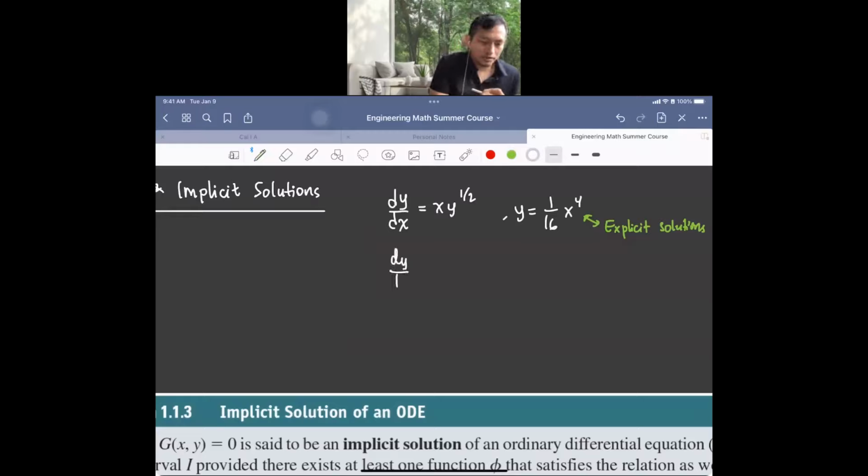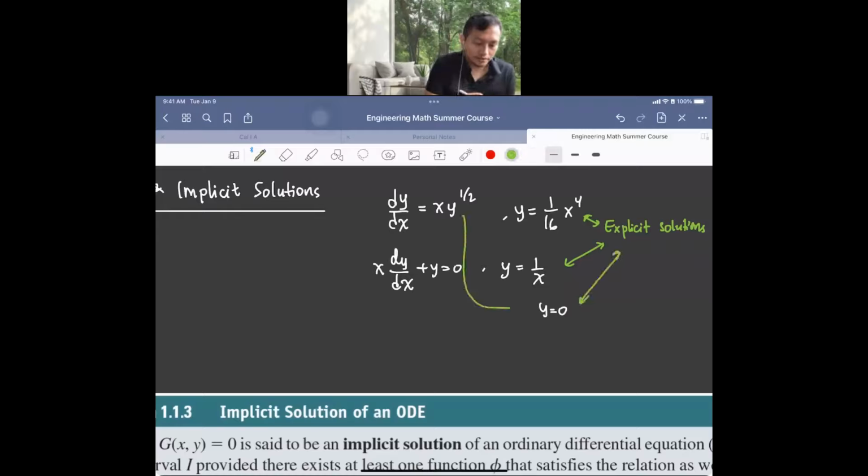And also, if we have dy/dx equals x plus y, like from the previous one also, y equals 1 over x is also an explicit solution. And in turn, if we have y equals 0, this is also an explicit solution for both of these DEs. We can say that it can be our solution.